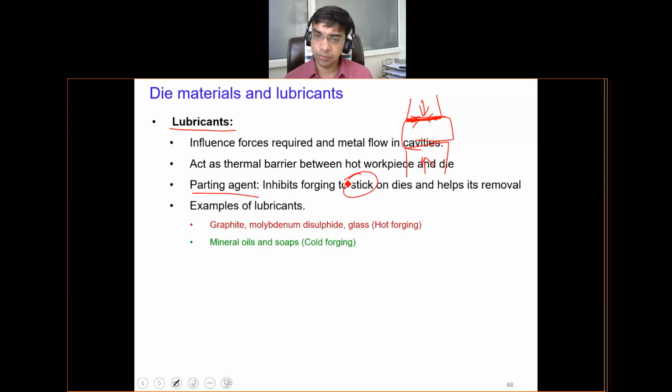So what are the different lubricants which are used? The lubricants are classified as per hot forging and cold forging processes. Generally, under hot forging, we have graphite, molybdenum disulfide, and glass. Molten glass is basically used here. And if it is a cold forging process, mineral oils and soaps are used.